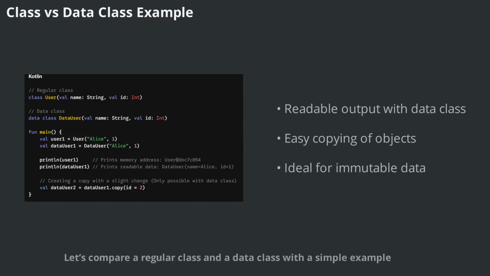Let's compare a regular class and a data class with a simple example. Suppose you have a User class and a DataUser data class, both with the same properties. When you print a regular User object, you'll see a memory address, but printing a DataUser gives you readable information. Plus, with data classes, you can easily create copies with slight changes using the copy method. This feature is especially handy when you need to manage immutable data.